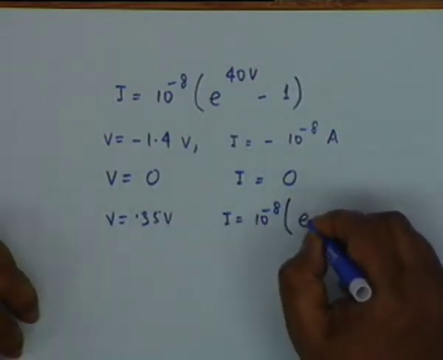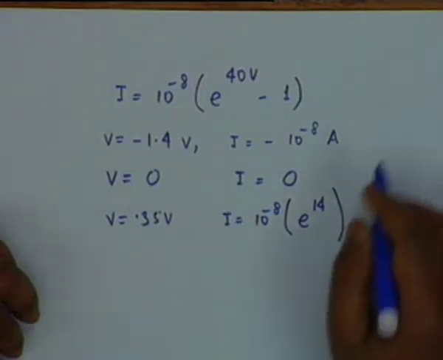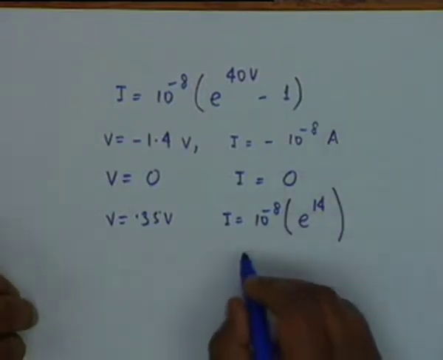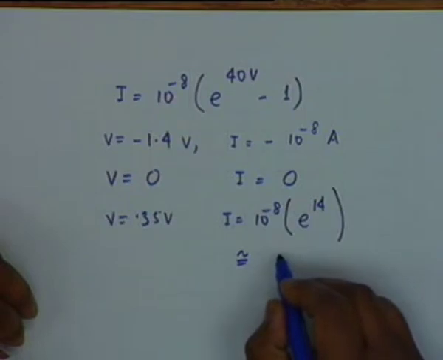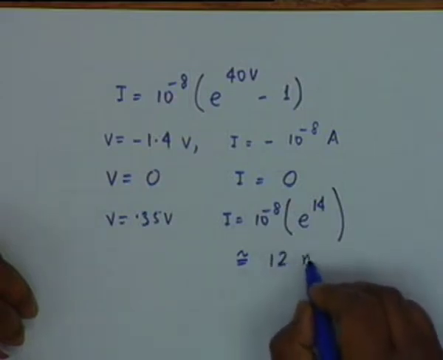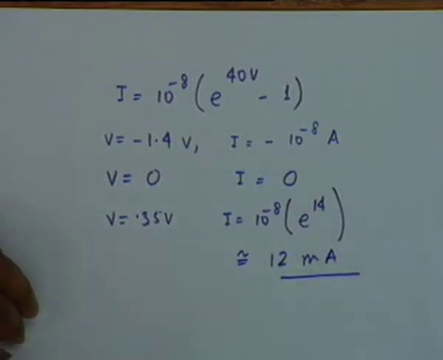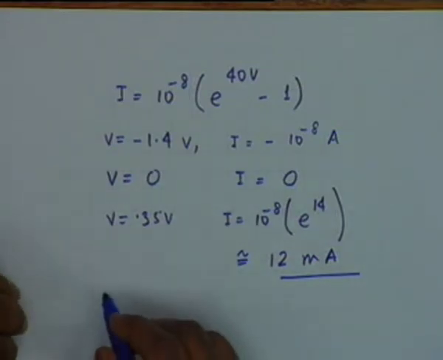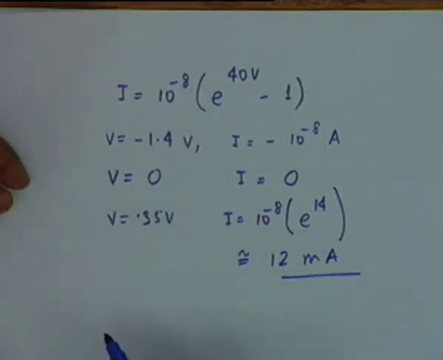14, and therefore e to the power 14, and that 1 can be ignored. My calculation shows it's about 12 milliamperes, if I am not mistaken. The last part of the question asks what is the voltage if capital I is 18 milliampere.